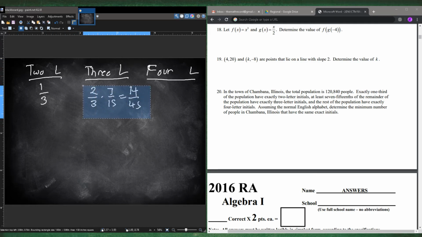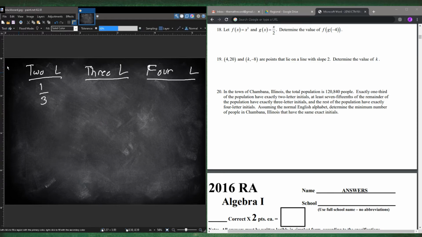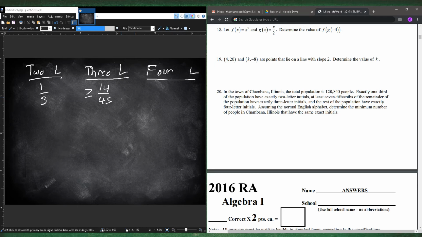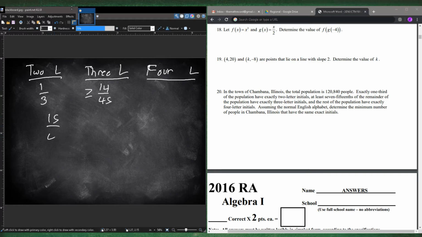So this one is greater than or equal to 14 over 45, right? Because in this question it's at least 7/15. So it's either 7/15 or greater than that of the 2/3 that's remaining. Okay, so 1/3 is the same thing as 15 over 45. So 15 plus 14 is 29 over 45. So what you have remaining is 16 over 45.